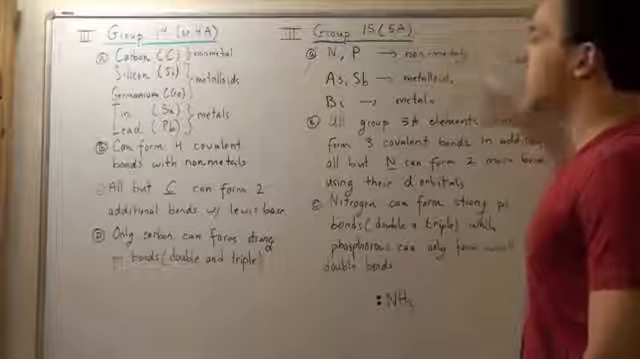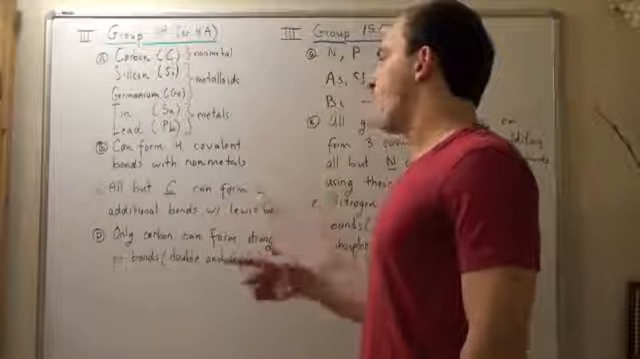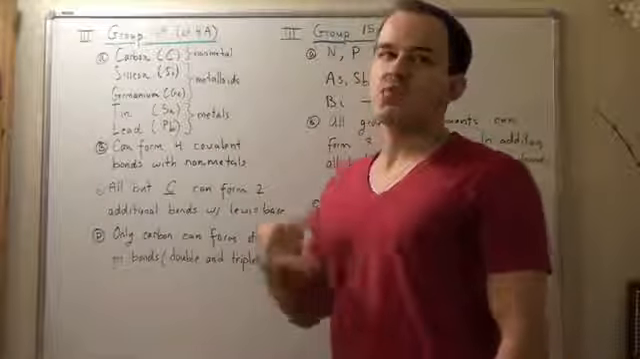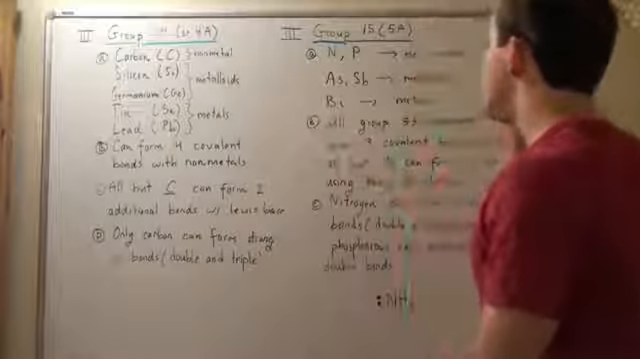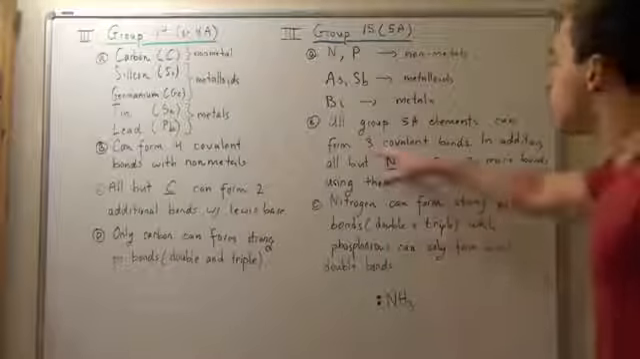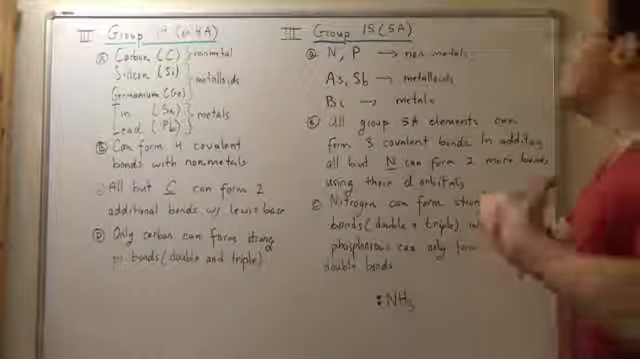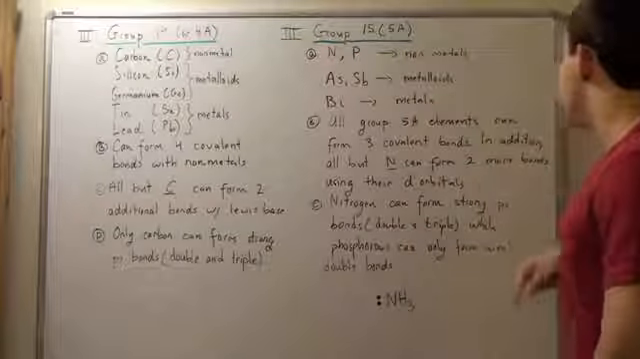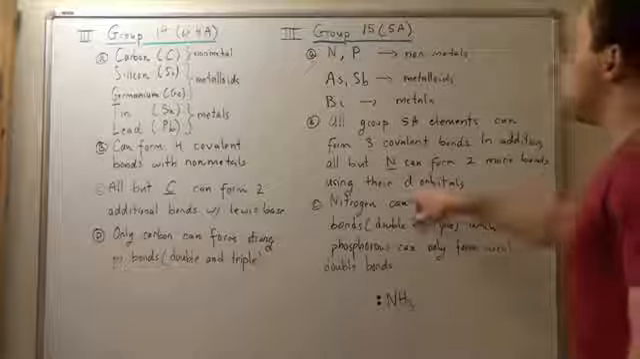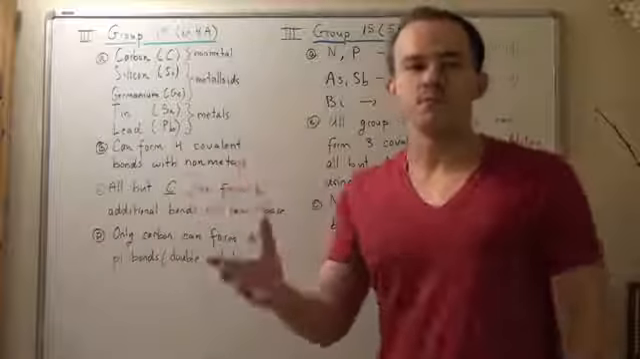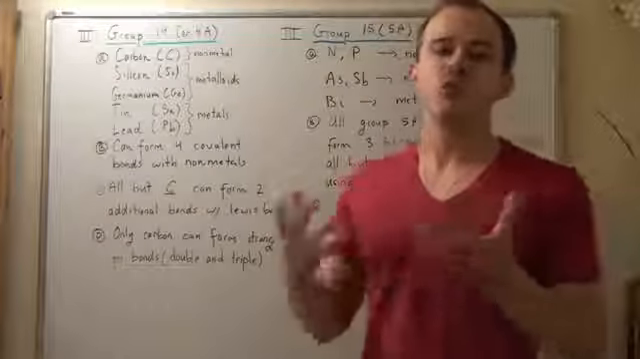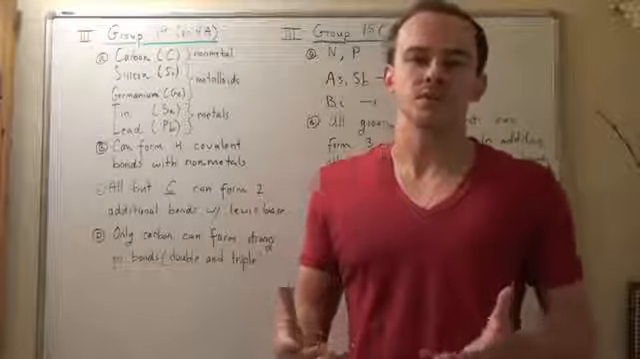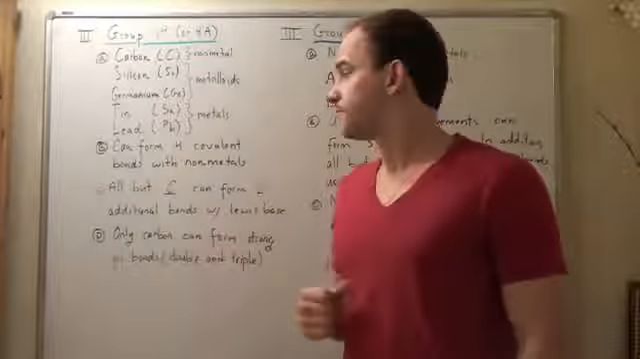Now unlike group 14, which forms 4 covalent bonds with other nonmetals, group 15 or 5A forms 3 covalent bonds. And in addition, every single atom except the nitrogen can form 2 more bonds using their higher d orbitals. Now we're going to talk more about d orbitals and p orbitals and s orbitals in another lecture.